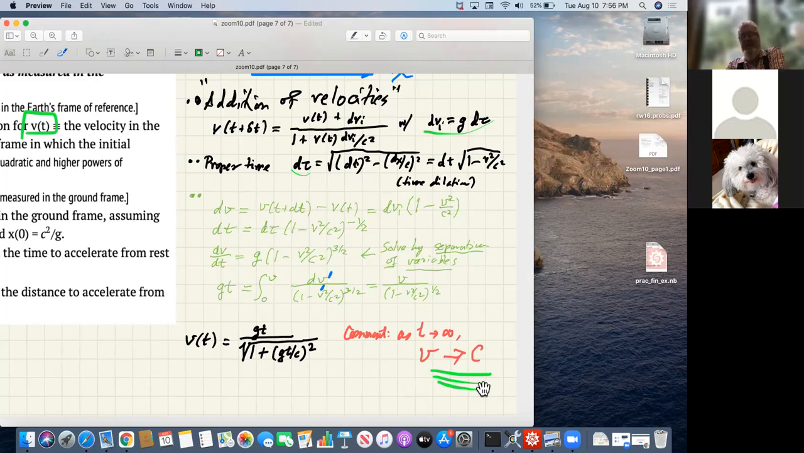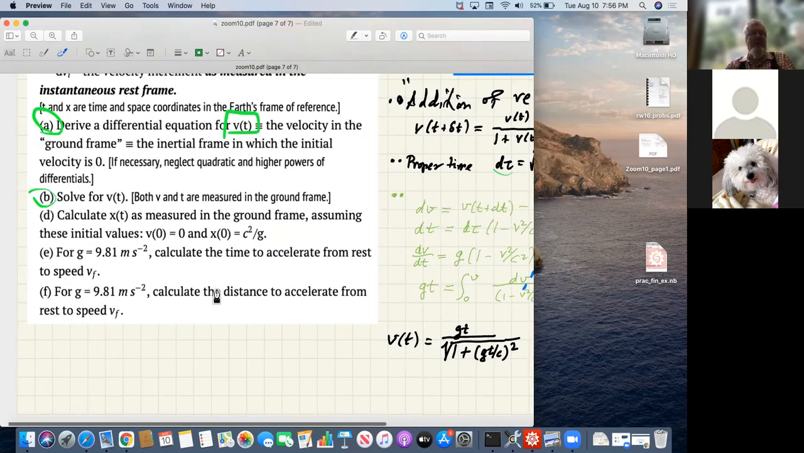It would take an infinite time to reach the speed of light. So there's another example why it's not possible for a massive particle to travel at the speed of light. The time it would take to accelerate it to the speed of light is an infinite amount of time.